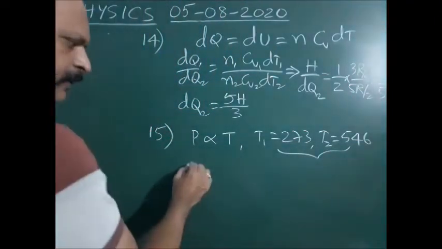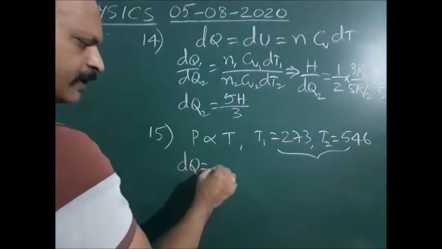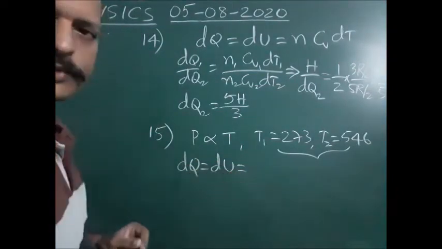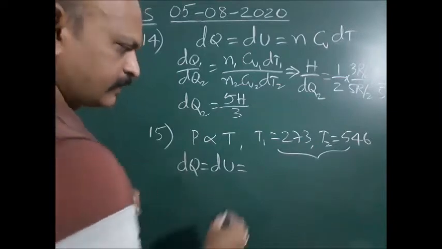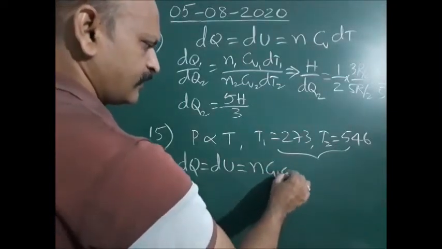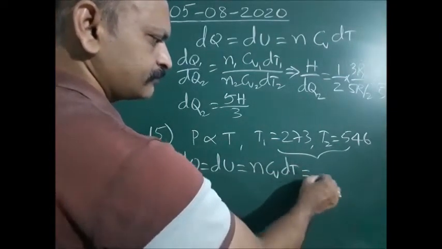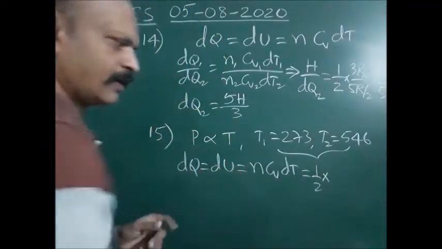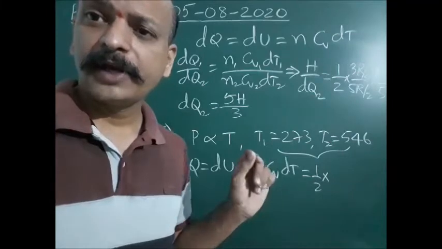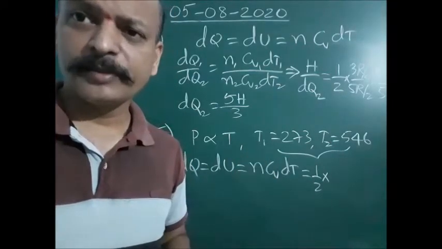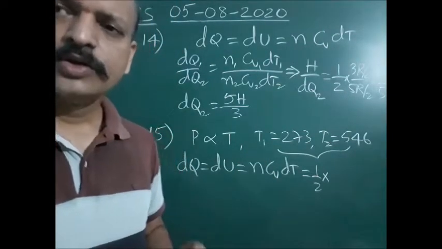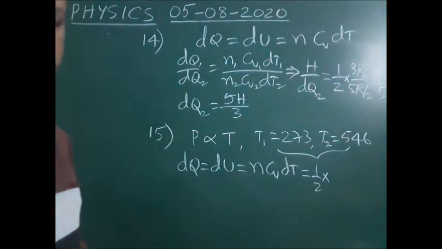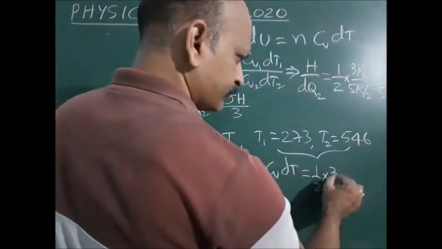Now here, heat required we want. Heat required is nothing but equal to dU at constant volume, which is nCv dT. n is half mole. Cv value of helium: helium is a monoatomic gas. So therefore for a monoatomic gas, what is the Cv value? 3R by 2.